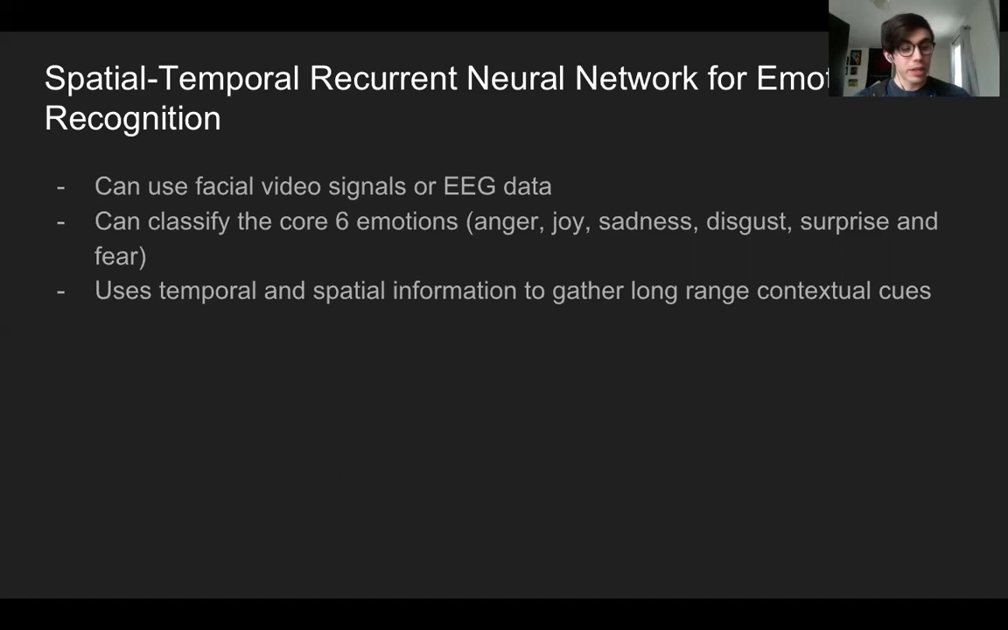So temporal information is effectively voice or any sound waves or any change throughout time, whereas spatial information is what you can actually see and visualize. So whether someone is smiling, whether someone's frowning, but temporal would be more indicative of the long range. So if you're in an argument with someone and things are progressively getting more and more heated, temporal cues will measure that change over time. Now, this particular scheme as well uses facial video signals or EEG data to classify the 6 core emotions.